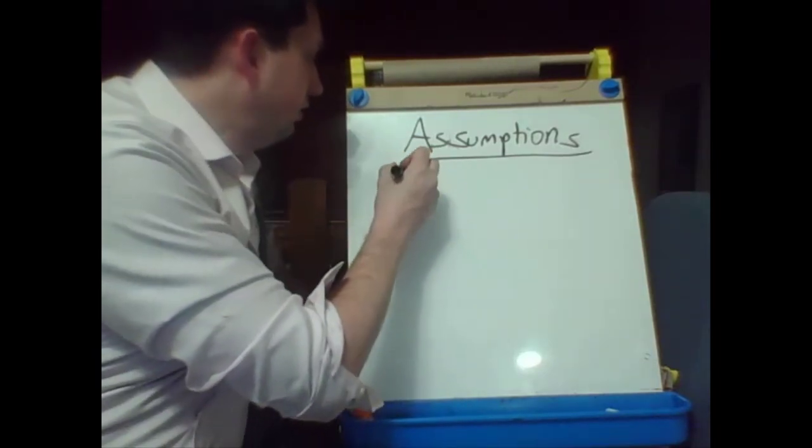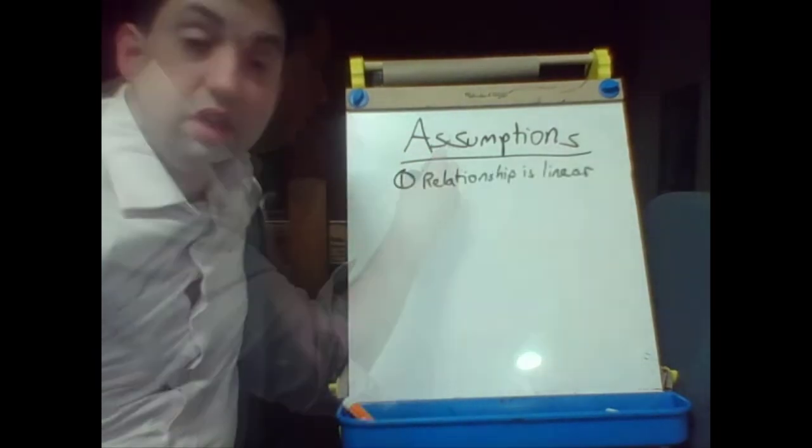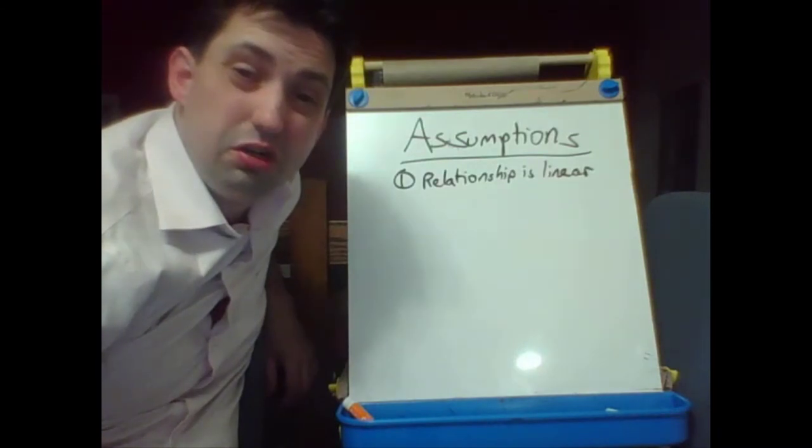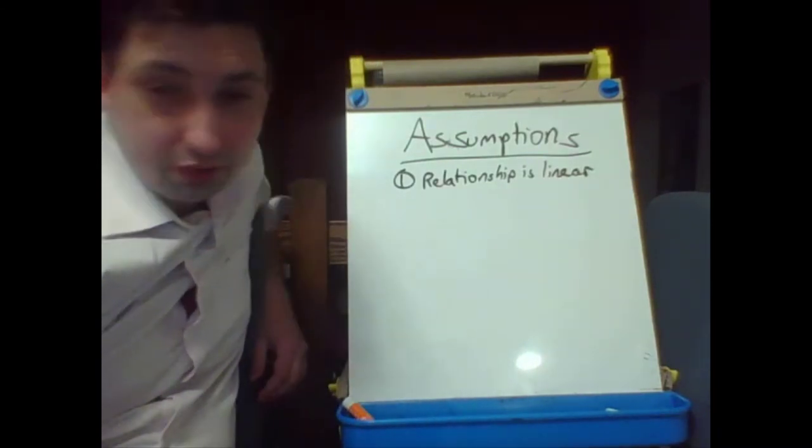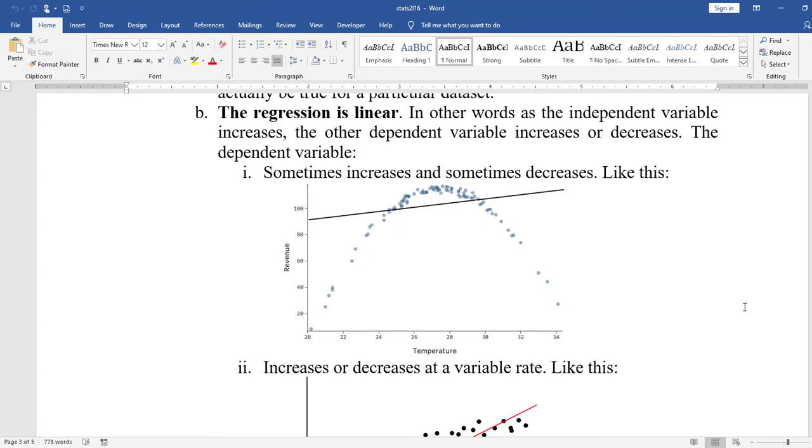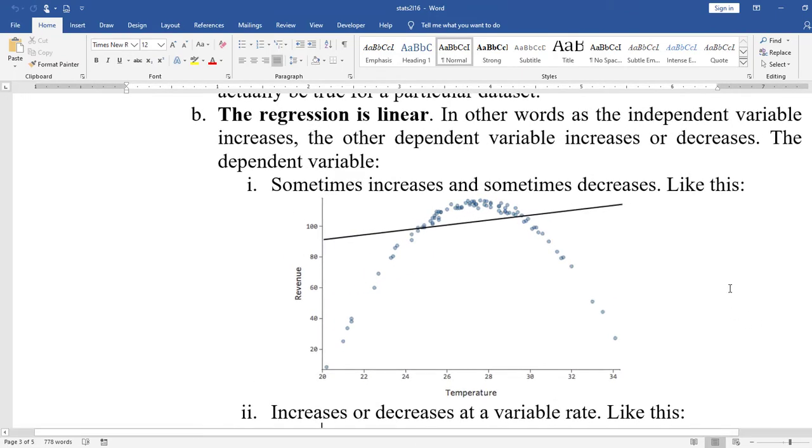Assumptions of linear regression. 1, the relationship is linear. I know it sounds stupid, but here is a relationship where the values are decreasing, the values are increasing and then decreasing. This is temperature and revenue for some company or something. It has this inverted U shape.